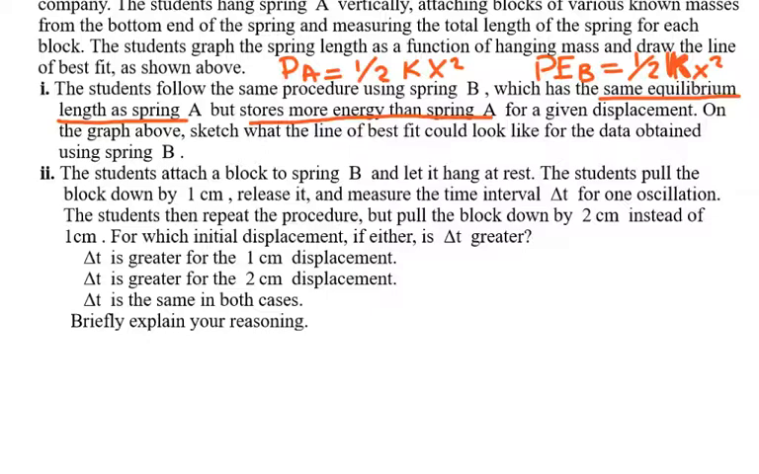And for the last part, they say the students attach a block to spring B and let it hang at rest. The students pull the block down by 1 centimeter, release it, and measure the time interval for one oscillation. The students then repeat the procedure but pull the block down by 2 centimeters instead of 1 centimeter. For which initial displacement, if either, is T greater?